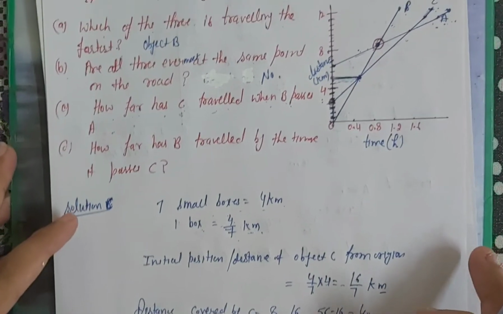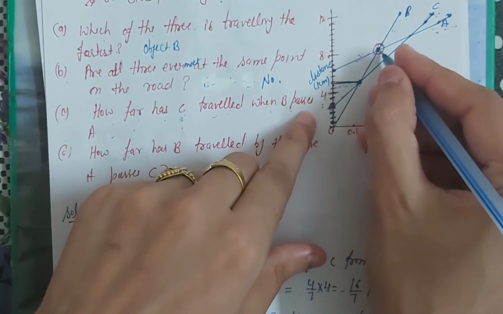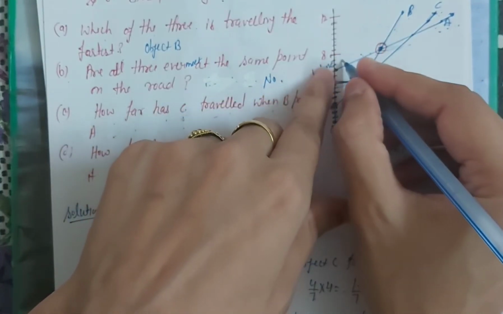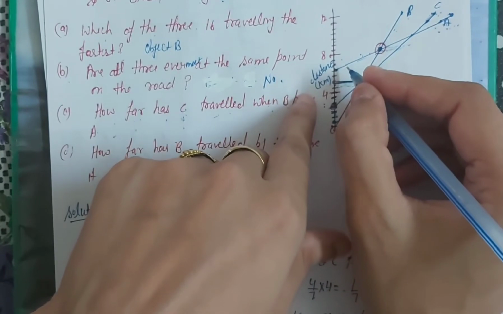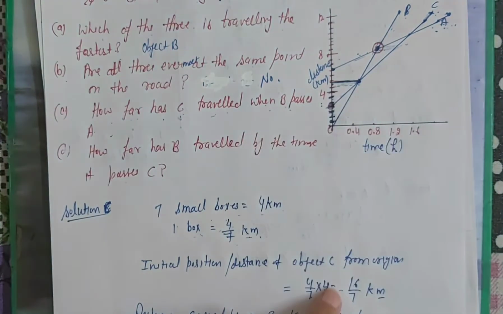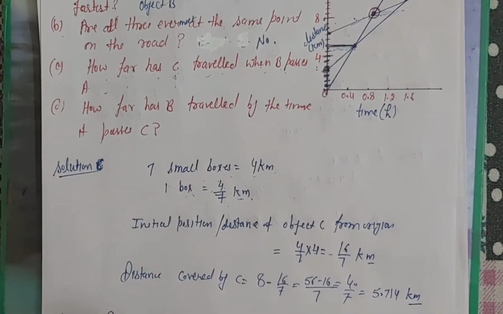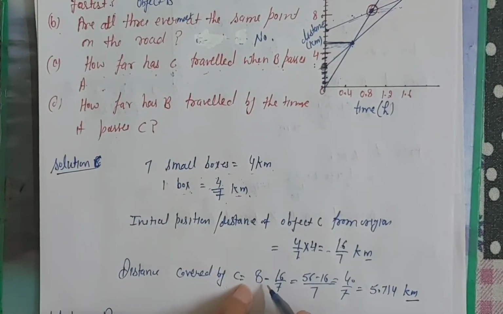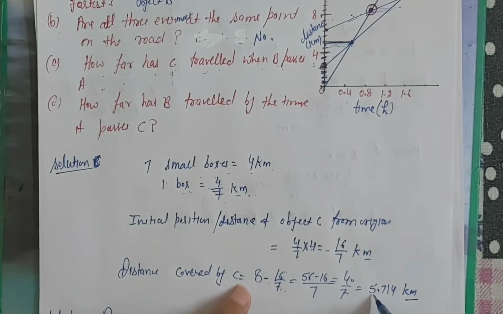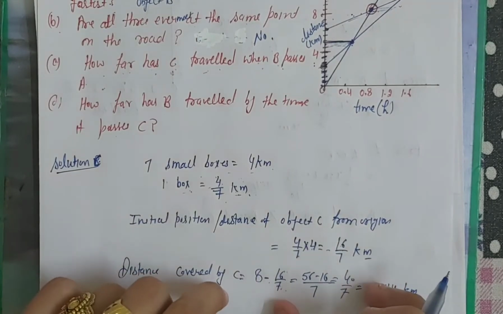Now how much distance has C covered? When B crossed A, at that time, as we know, the final value given is 8 kilometers. The final distance given here is 8 kilometers, and we know that C's initial distance is 16/7. So how can we find the total distance? We can easily find it: final minus initial value. When we subtract, 5.714 kilometers is the answer. So this is the answer of the C part.